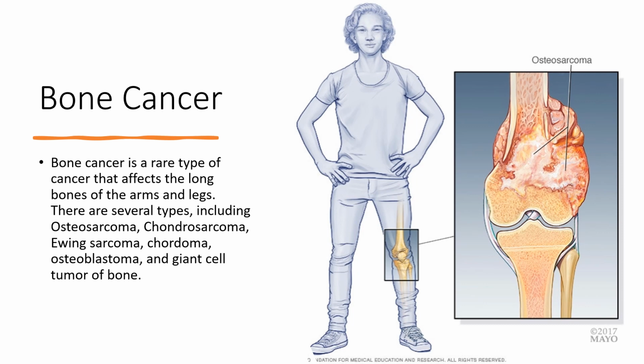Osteosarcoma is the most common type of bone cancer and usually affects children and young adults. It often develops in the bones around the knee, but can also occur in other bones. Chondrosarcoma is a type of bone cancer that develops in the cartilage cells and is more common in older adults. Ewing sarcoma is a rare type of bone cancer that usually affects children and young adults. Other types of bone cancer include chordoma, osteoblastoma, and giant cell tumor of the bone.